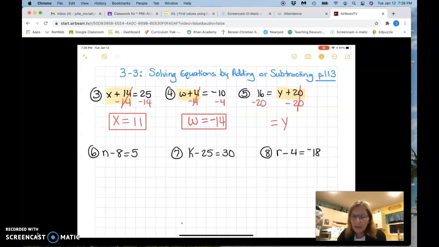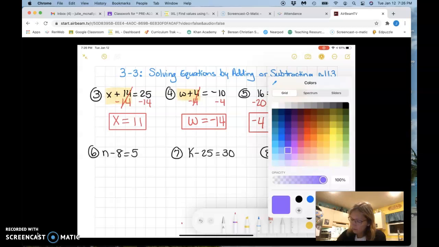And then 16 minus 20, the signs are different, so I subtract the numbers. 20 minus 16 is 4. But the answer takes the sign of the bigger number. 20 is bigger and it's negative, so the answer is negative 4. All right, let's keep going.